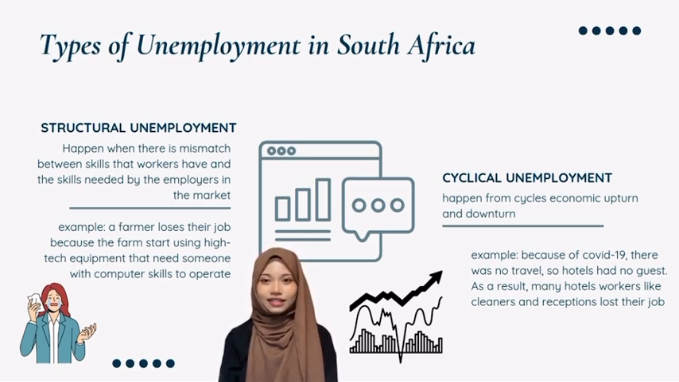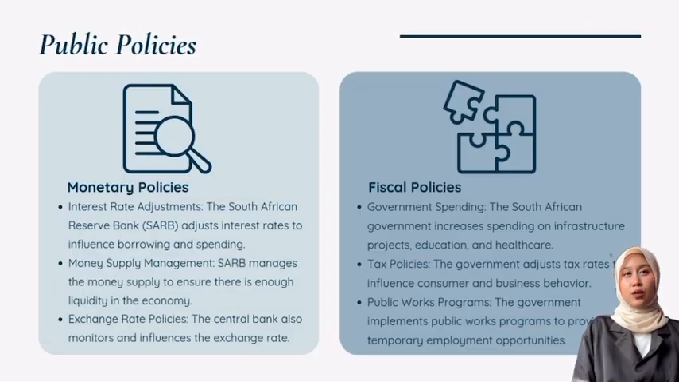The second is cyclical unemployment. This happens from economic cycles of upturn and downturn. For example, during COVID-19, there was no travel, so all of the hotels had no guests. As a result, many workers like receptionists and cleaners in the hotels lost their jobs. So next is about public policies.